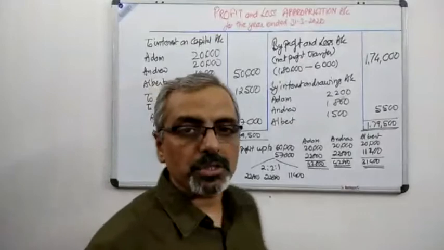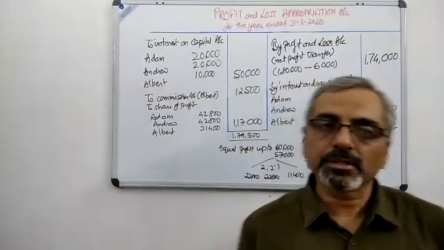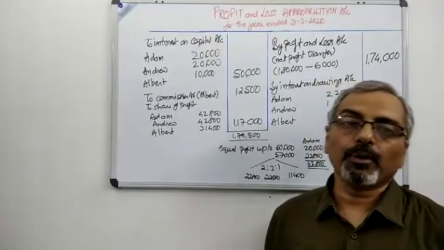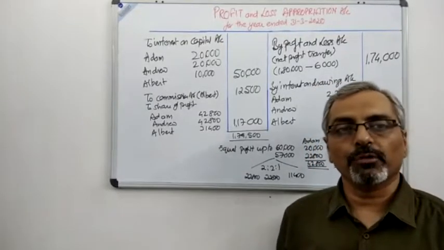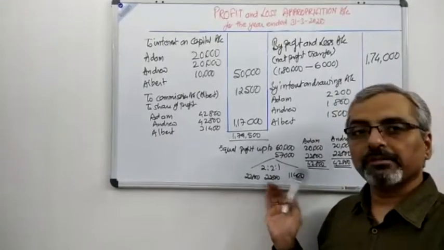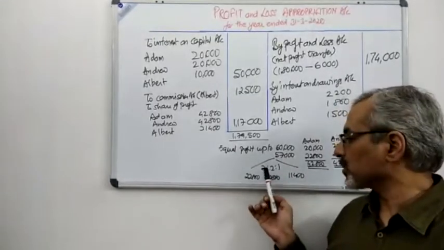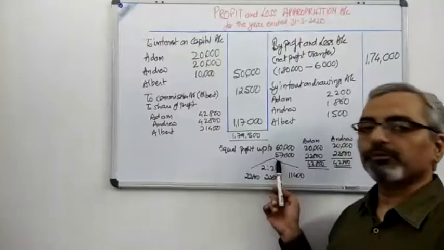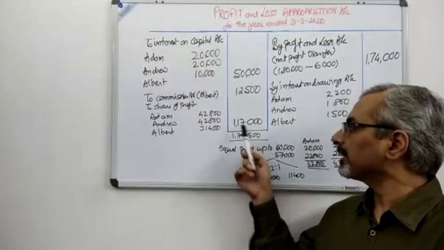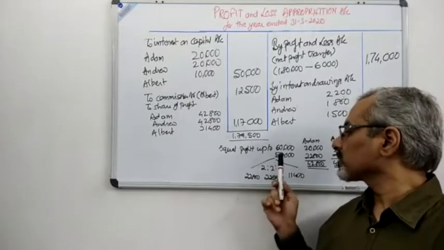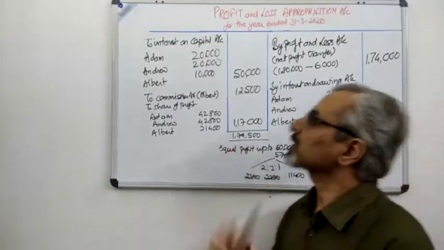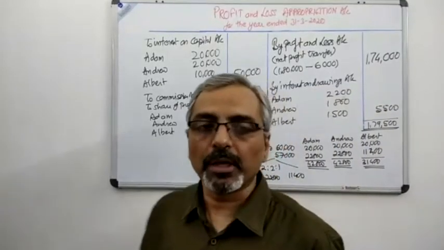So in this question, if you remember, the profit was distributed up to 60,000 equally, and after that the profit was distributed in the ratio of 2:2:1, which has been shown over here. 57,000 has been divided in the ratio of 2:2:1. How did I get 57,000? I hope that's very clear. From 1,17,000 I subtracted 60,000, so I got 57,000. This is how it is distributed. This completes the profit and loss appropriation account.